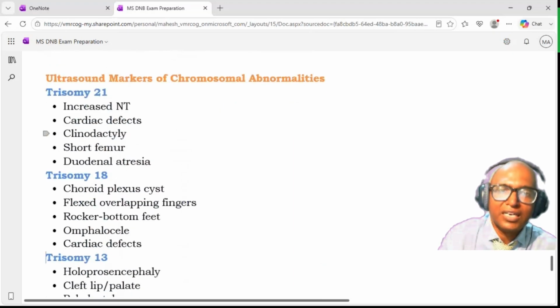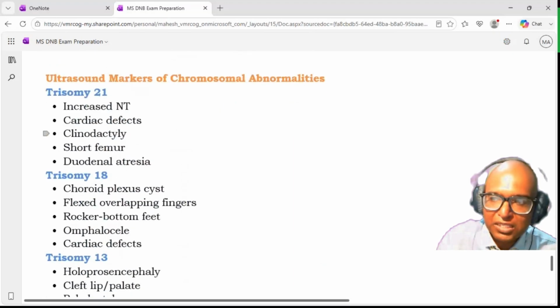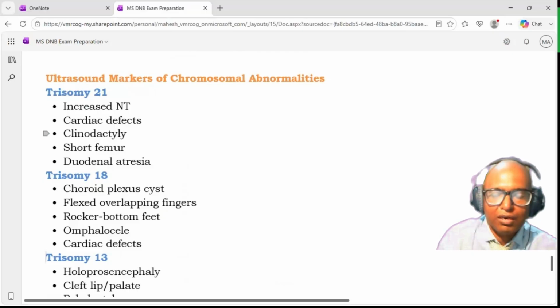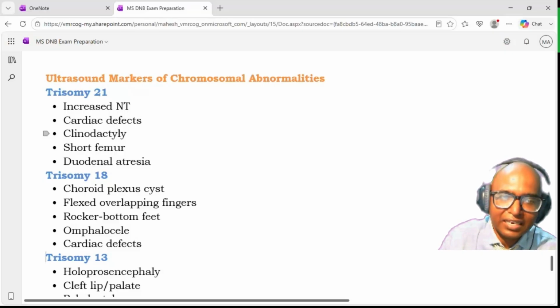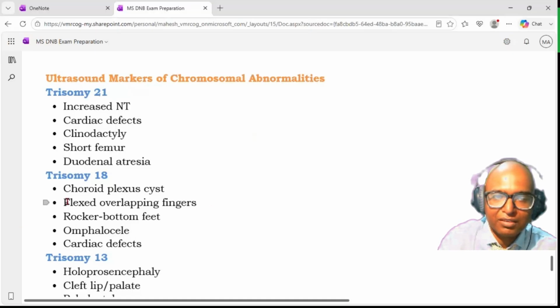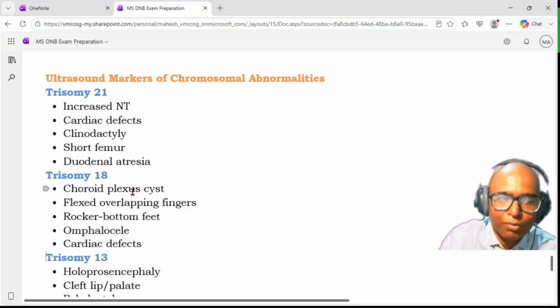Okay. Then ultrasound markers for chromosomal abnormalities. This is also very important from theory as well as practical point of view or viva point of view. You should remember for trisomy 21: increased nuchal thickness, then cardiac defects, clinodactyly, short femur, duodenal atresia. Okay. Then trisomy 18: choroid plexus cyst, flexed overlapping fingers, very specific. If the fingers are flexed and overlapping, and rocker bottom foot, you think about trisomy 18.